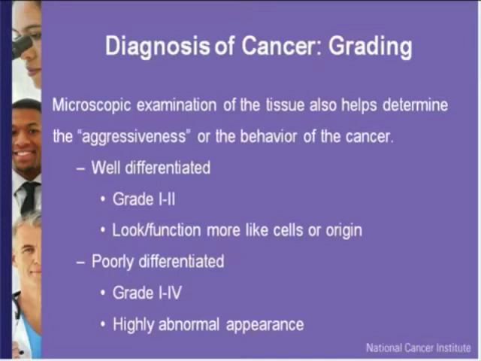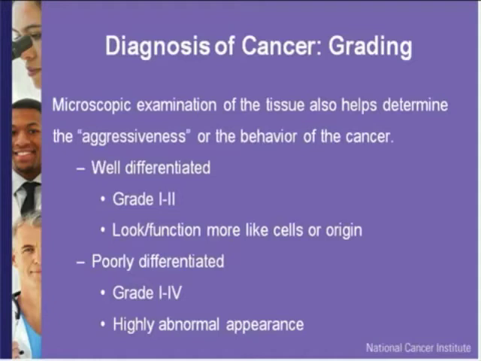And in a well-differentiated tumor, the cells under the microscope look and function more like the cells of the originating tissue. So using breast cancer again, the cancer cells look still somewhat like a breast cell. And so the grading scale ranges from grade 1 to grade 4. And so a well-differentiated tumor may be graded a 1 or a grade 2, and it moves down the continuum to a poorly differentiated tumor.